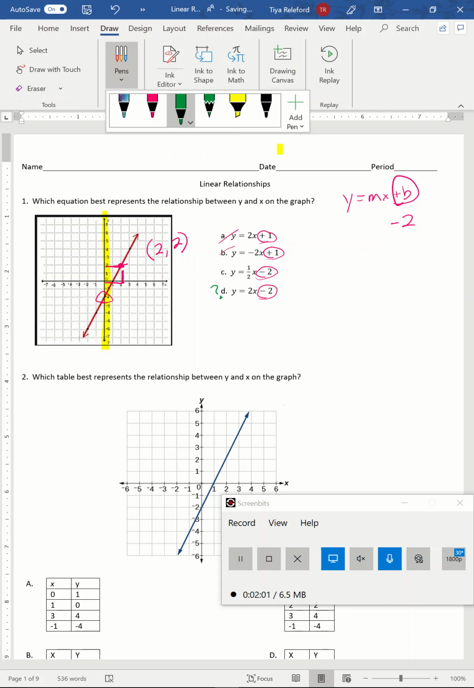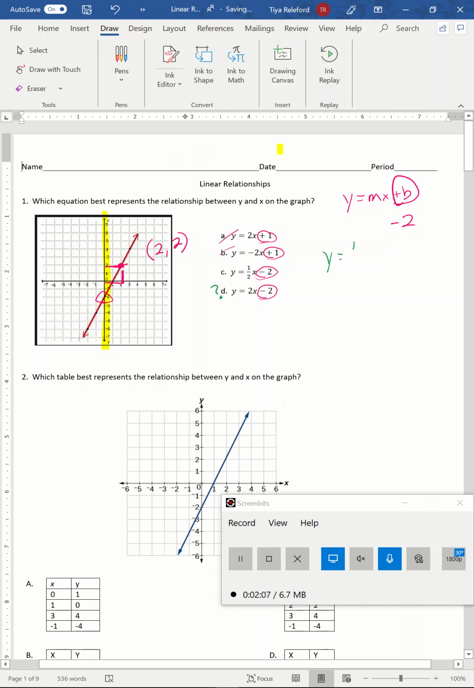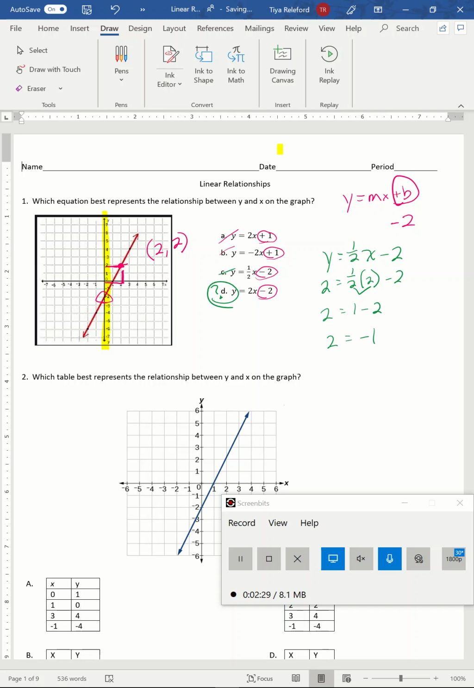Let's try the same 2, 2 with C. And we're going to use 2 for y and 2 for x. Well, 1/2 of 2 is 1. Does C work? It does not. So your answer has to be D.